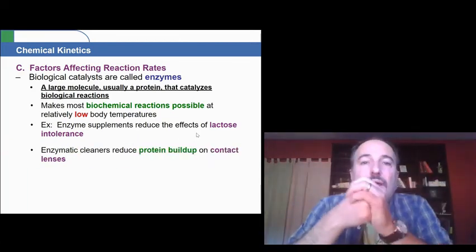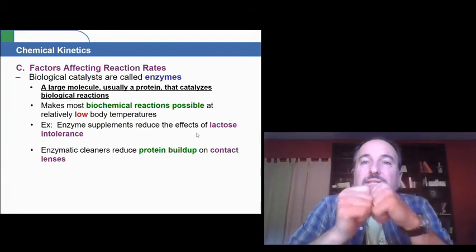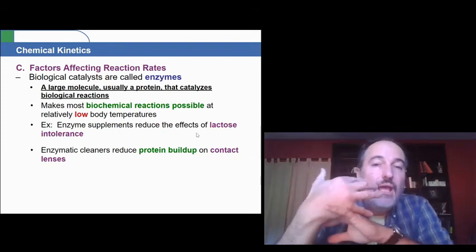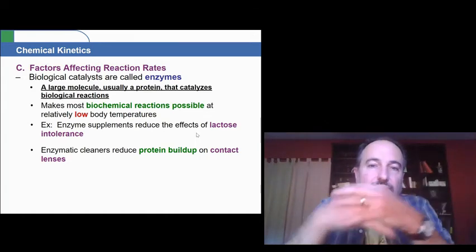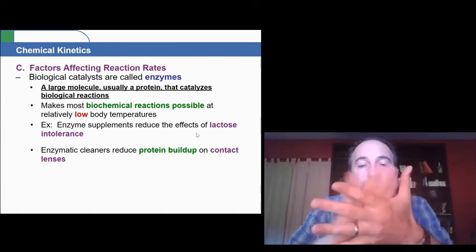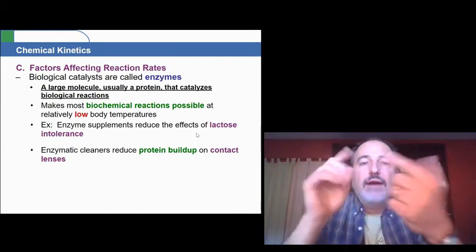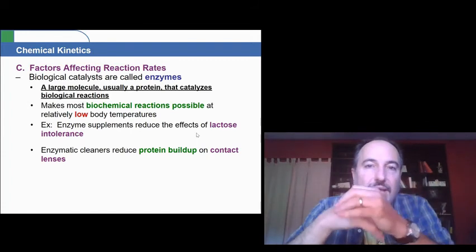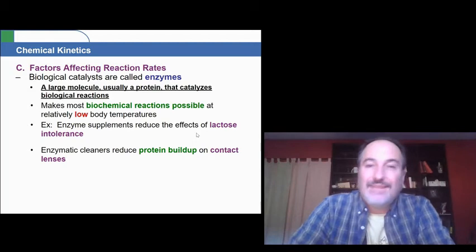Another enzyme that we use is in lens cleaner. If you have contact lenses, there's a protein that your eyes secrete that attaches itself to the plastic, or when it used to be glass, of your contact lens, and it causes it to fog over, and so you can't see through it. So they have eye drops and lens cleaner that has this enzyme that breaks down that protein, and that allows the contact lenses to be clean. Kind of cool, huh?